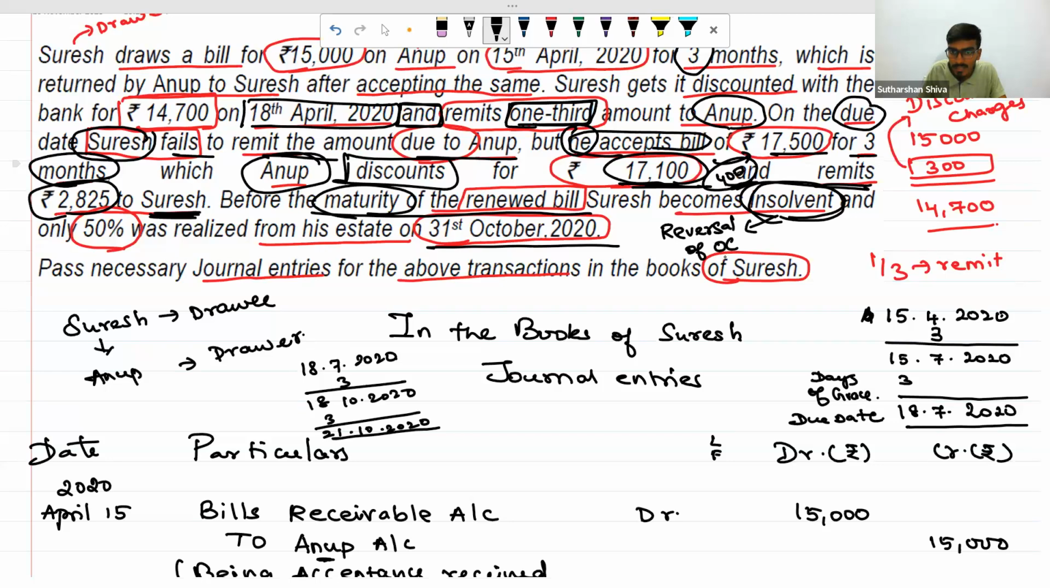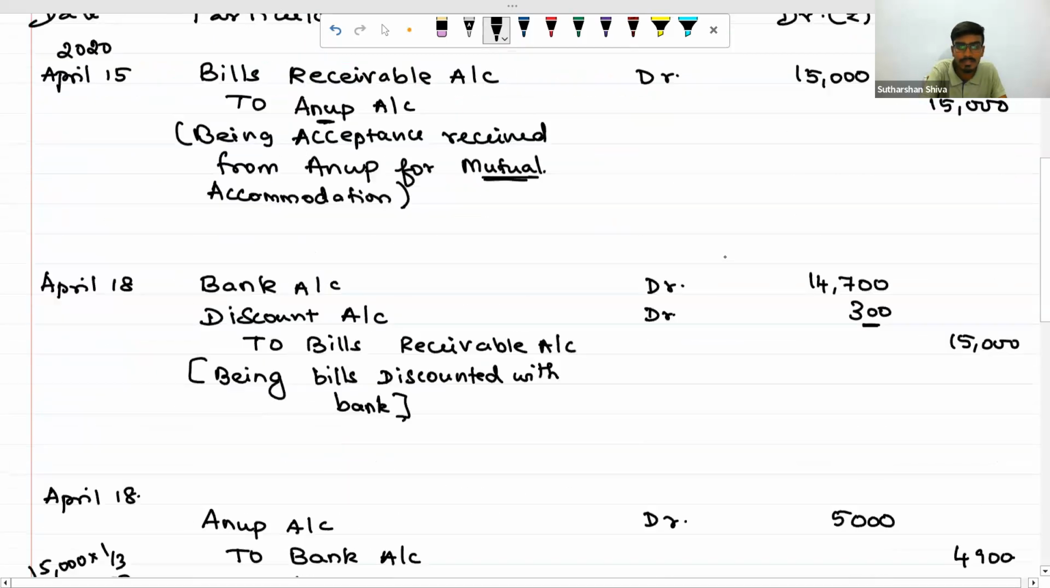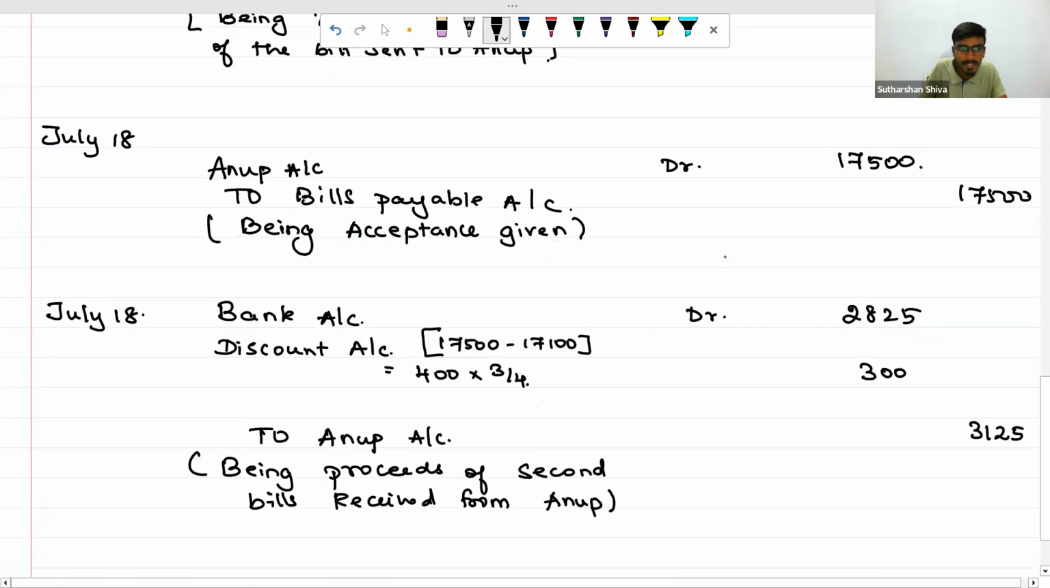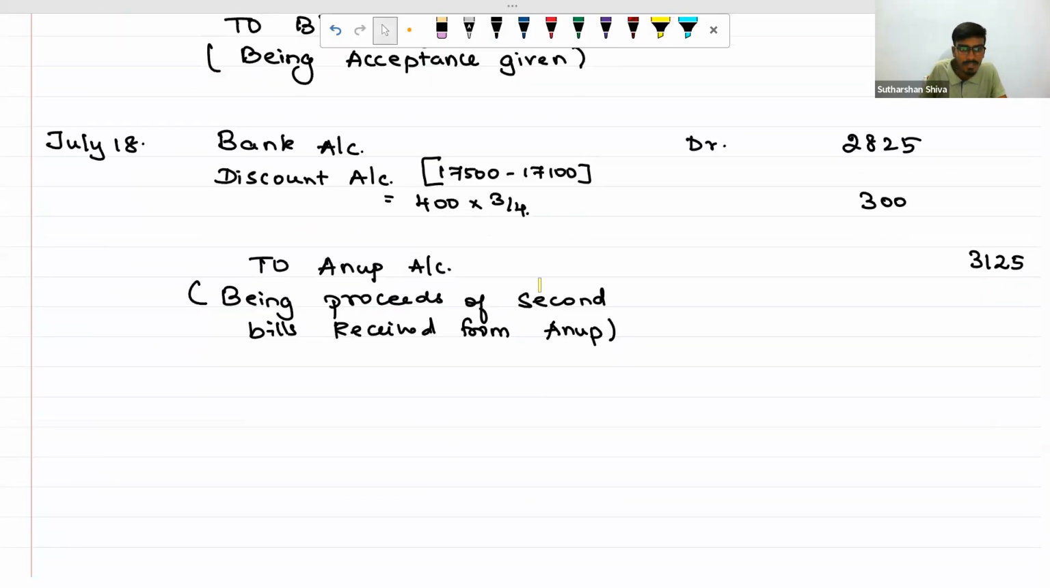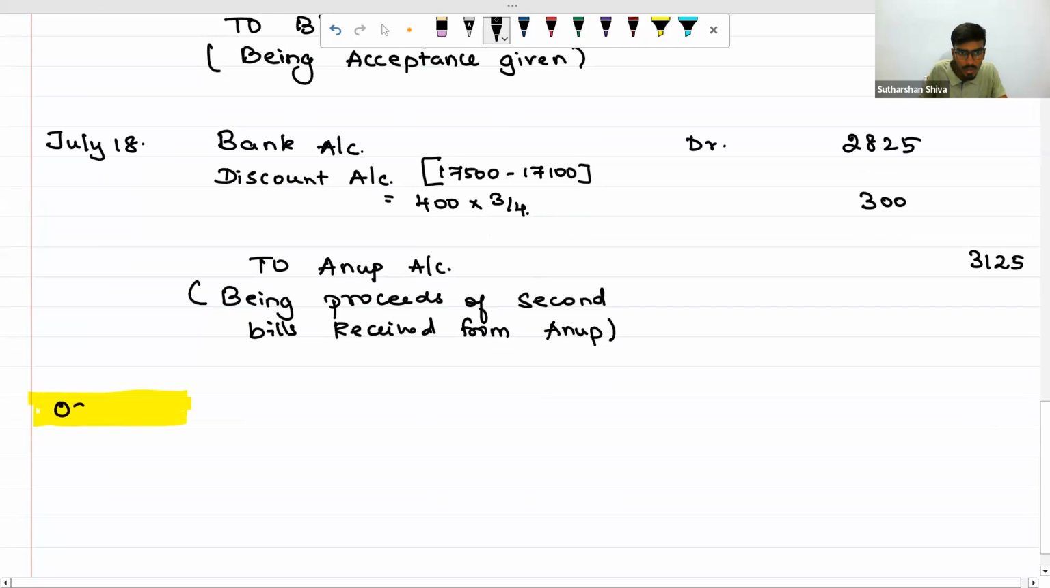What is the original entry for bills payable we have passed? We have passed the entry on July 18, correct? This July 18 entry should get reversed because he is not able to repay the debts again, correct? So we are going to do it on October 21. Calculation of date is very, very important at this point.